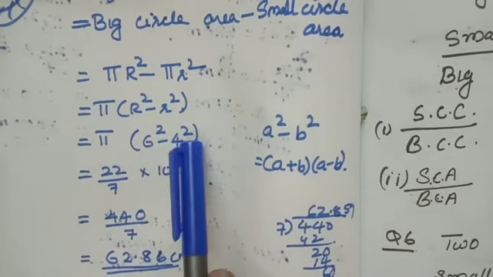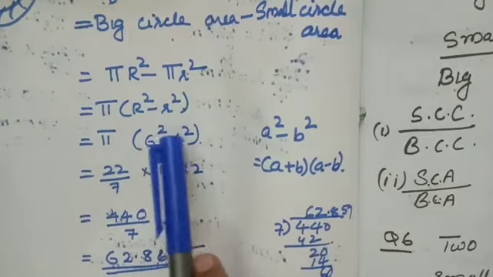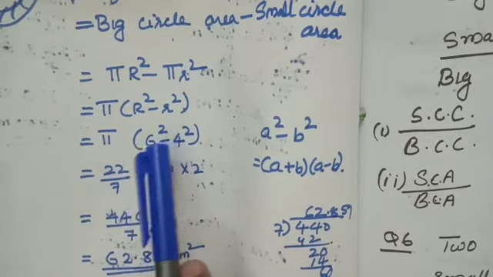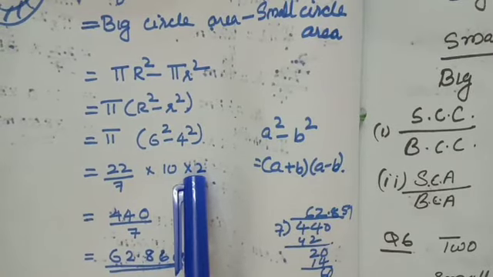Here I used this formula: a square minus b square equals a plus b into a minus b. This is the easy method. If it is square minus square, then you add them and you subtract them, and you multiply those. You will get the answer. That is a very easy method.